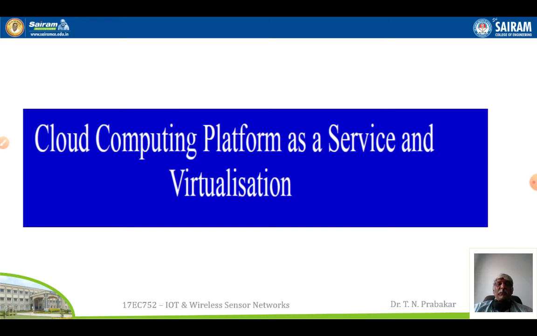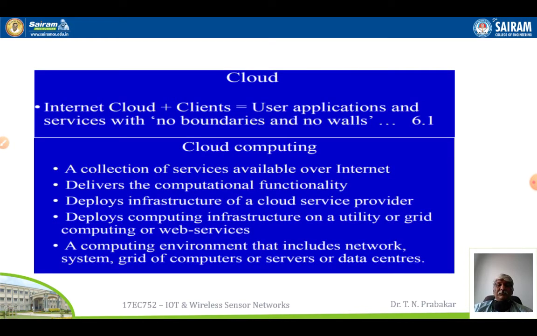And the cloud computing platform. What is generally cloud? Cloud is actually the internet cloud, right? That is actually servers and services available over the internet along with the clients. Clients will be available at some other locations, right? So there is a network, which we can call the internet, connecting all these things. And this gives user applications and services with no boundaries and no walls. So when we have these two things, any user can run any application, right? There is no boundary or no walls, because I will be sitting in one place and my server will be sitting in another place, and I should be able to use it because of the connection established using the internet, right?